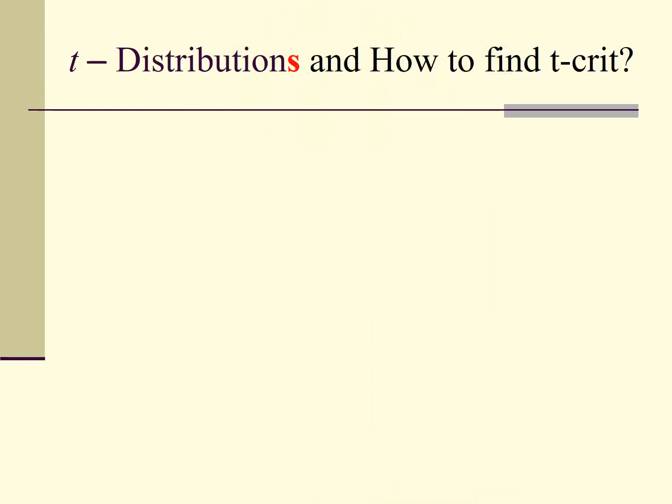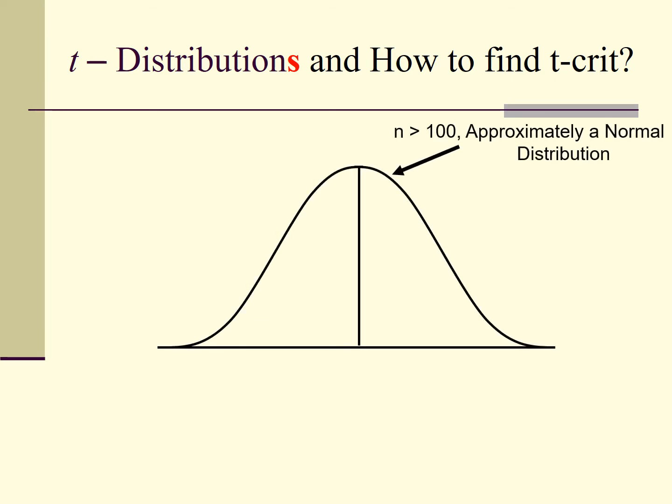So when we talk about a t-distribution, we are talking about a set of distributions. When our sample size is greater than 100, then the t-distribution is approximately a normal distribution. And for our population, the mean is 50, and the standard error is 1.03.